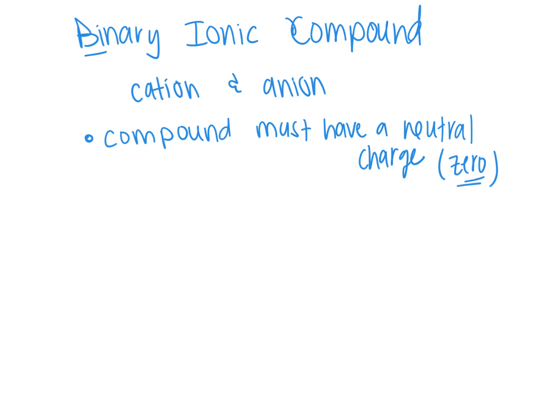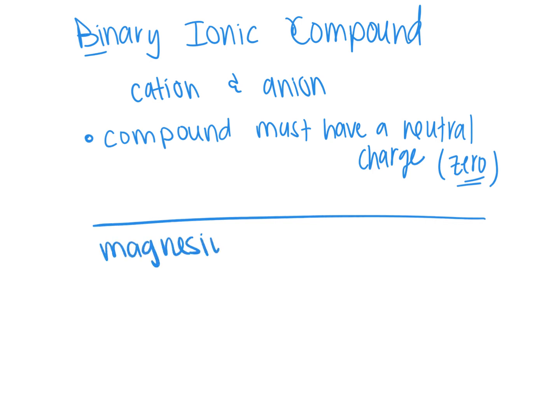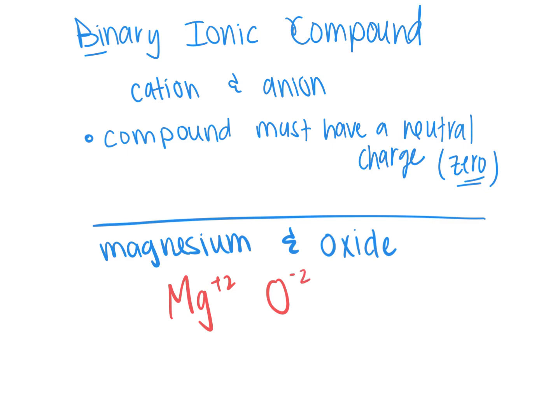Let's say that I want to build a formula between magnesium and oxide. I'm going to write out those ions. Magnesium, tell me what charge magnesium has. 2. Your periodic table writes it as 2 plus. It makes no difference. I write it as +2. Oxide has a charge of -2. And so, do these fit together perfectly to make a neutral?